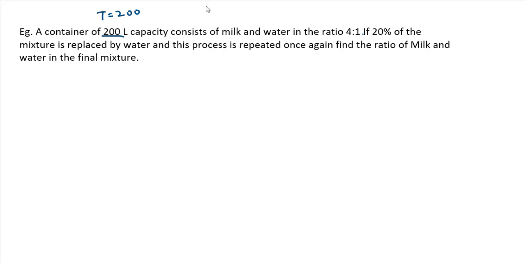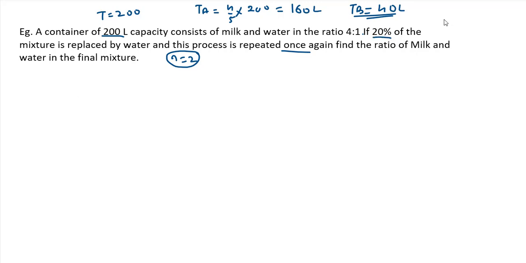So if we take milk as our first liquid, Ta will be equal to 4 by 5 of the total capacity, because milk and water are mixed in the ratio 4:1. So the total quantity of milk will be 4/5 of 200, which will be 160 liters, and the remaining will be water. So the second liquid, which is water, will be 40 liters. If 20% of this mixture is replaced by water and this process is repeated once again, find the ratio of milk and water in the final mixture. So the value of n is 2. This process is repeated once again, so the process is conducted twice.